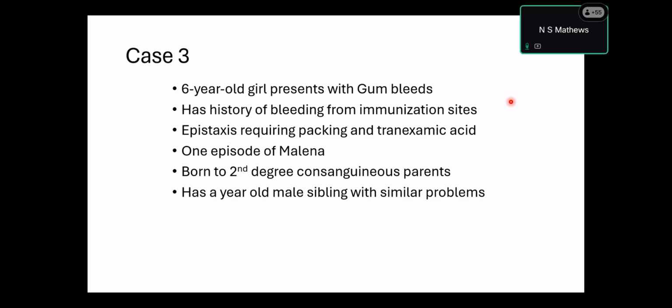So this is the last case. Let's try to go through this as well. A 6-year-old girl presents with gum bleed. History of bleeding from immunization site. Epistaxis requiring packing and tranexamic acid. 1 episode of melena. Born to second-degree consanguineous parents. Has a 1-year-old male sibling with a similar problem.